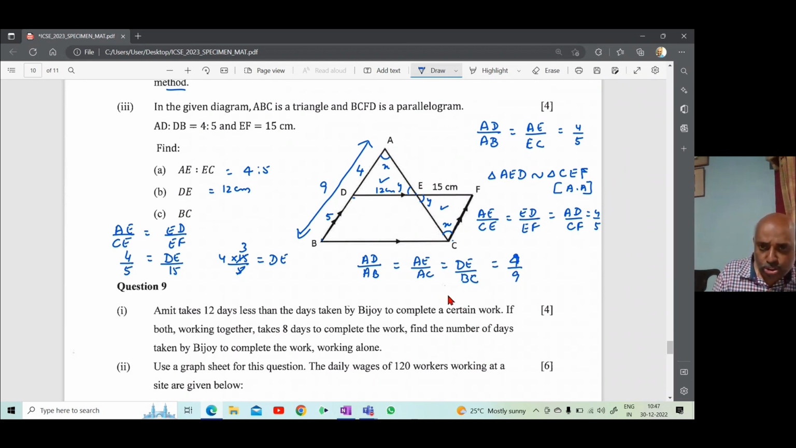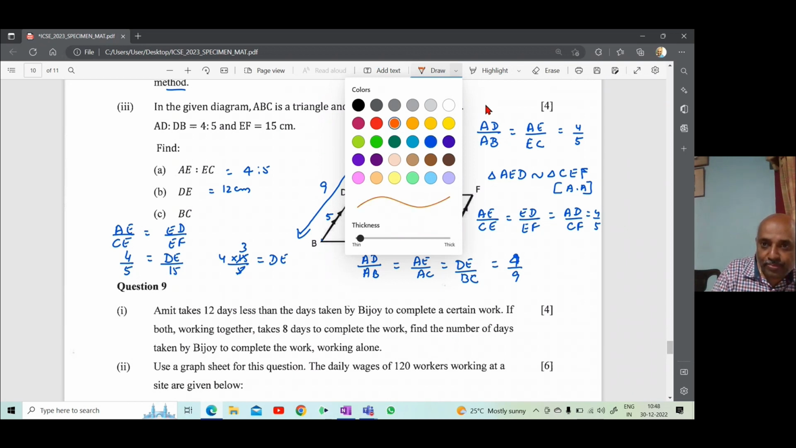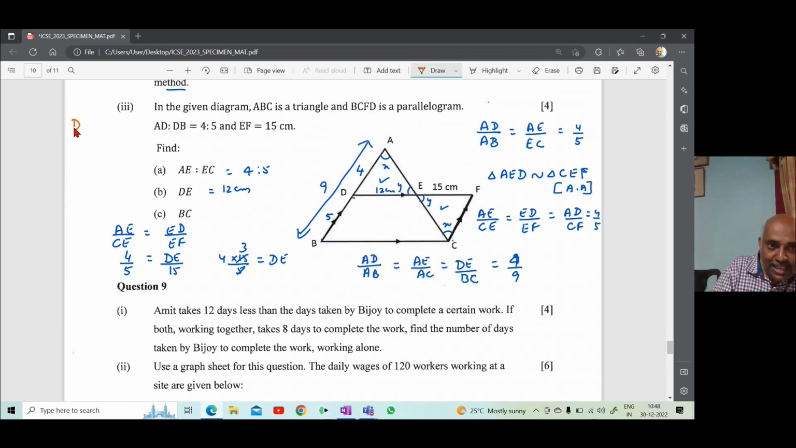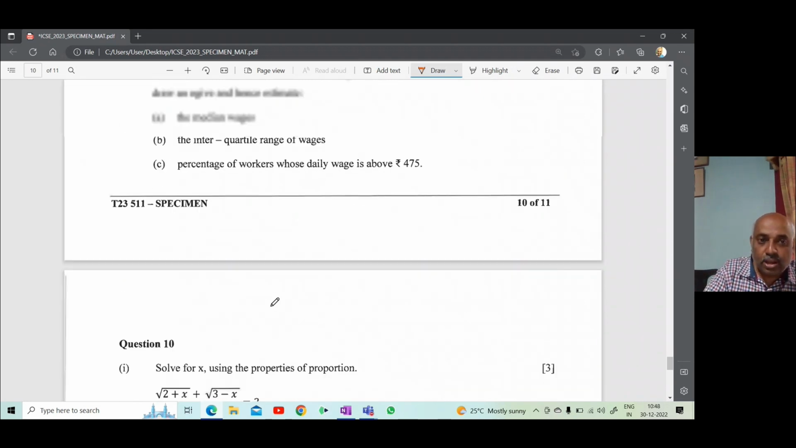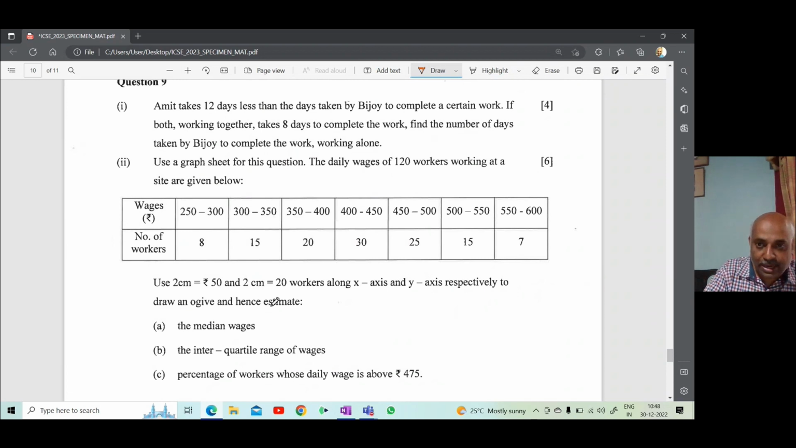I need to find out what is BC. I know what is DE, so I will take this. I'll change the color. So what I'm going to do, DE over BC is equal to 4 over 9. DE I know is 12, so 12 over BC is equal to 4 over 9. So BC is equal to 27 centimeter. So we finish this. Moving on to question number 9.